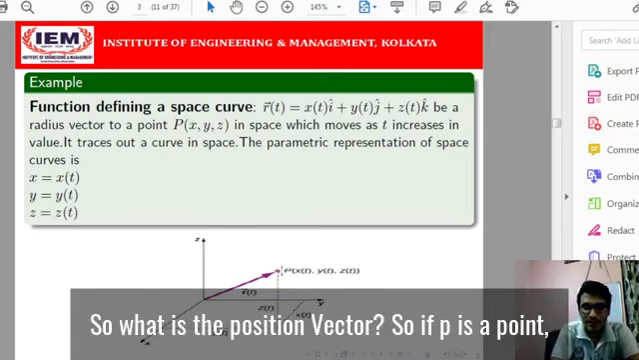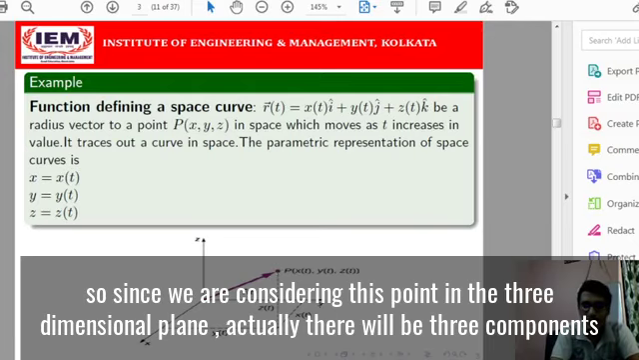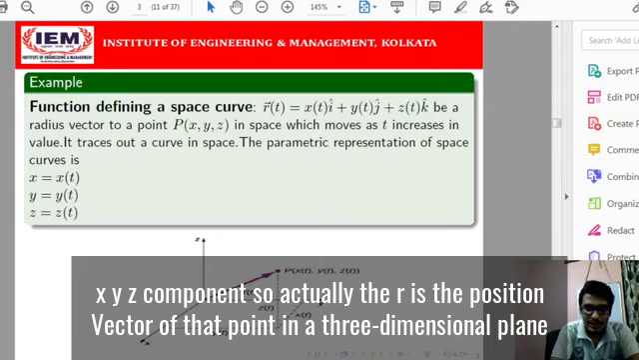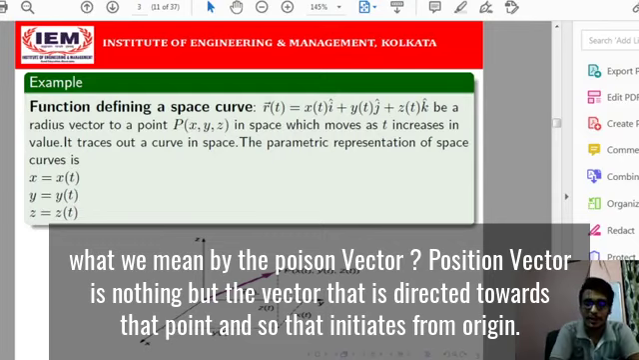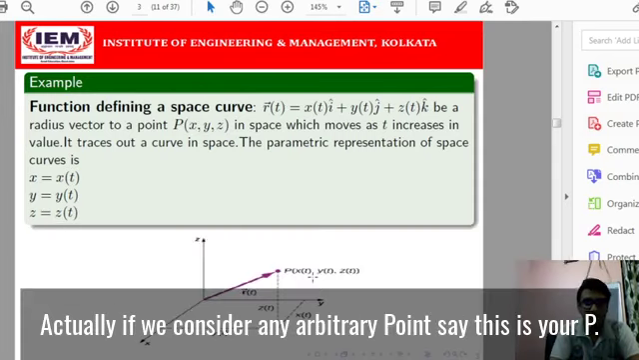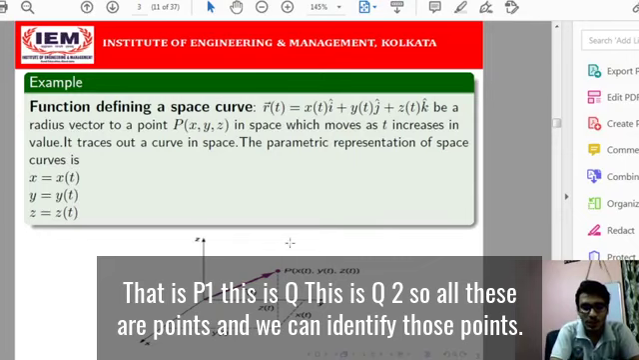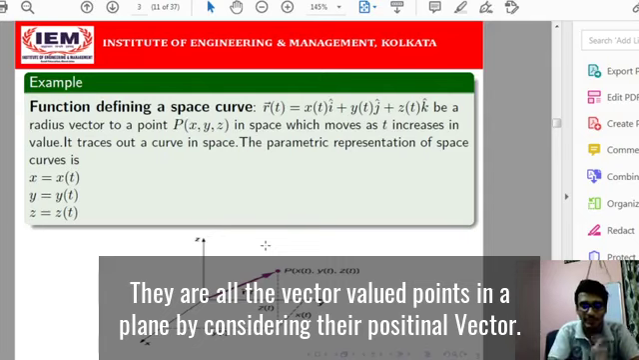If P is a point, since we are considering this point in three-dimensional space, there will be three components: x, y, z. So R is the position vector of that point. The position vector is the vector that is directed towards that point and that initiates from the origin. If we consider any arbitrary points, say this is P1, this is Q, this is Q2, we can identify all those points as vector valued points by considering their position vectors.